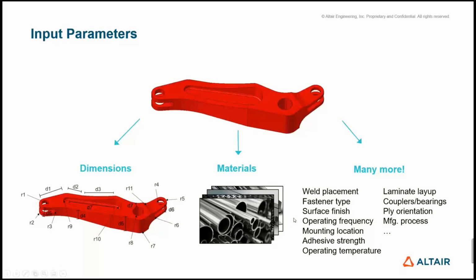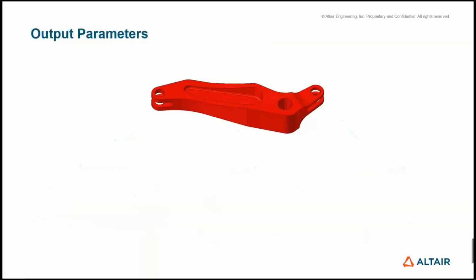For example, if you're looking at composites, you can completely change your laminate layup, the fiber direction, and your ply orientations. If you're looking at the way it's manufactured, you can change the surface finish, the extrusion direction, and so many more other parameters that you can vary.